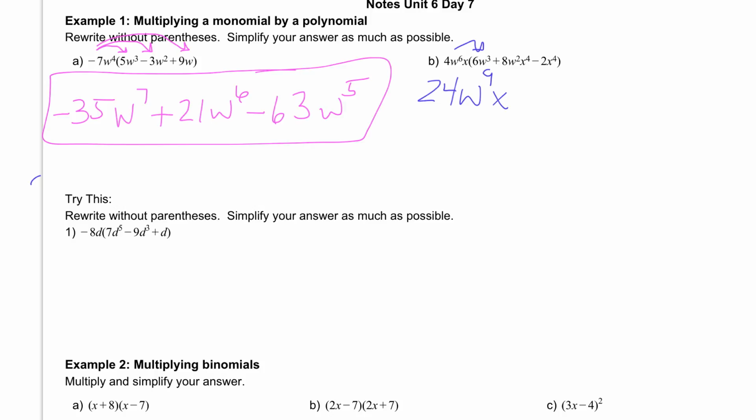Then we take 4w to the sixth times x, and we're going to multiply by the middle term, which is 8w squared x to the fourth. 4 times 8 will give us 32. So we have positive 32. Then we have w to the sixth times w to the second. Adding those exponents will give us w to the eighth. Then an x times an x to the fourth will give us an x to the fifth.